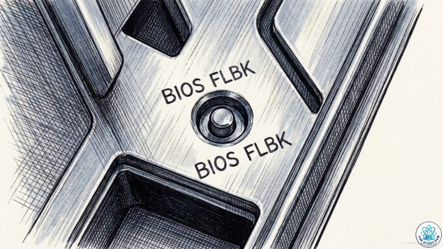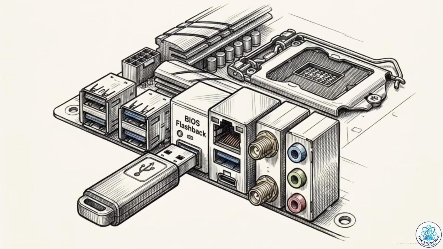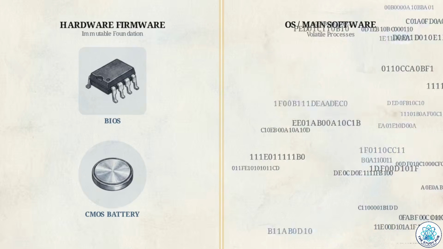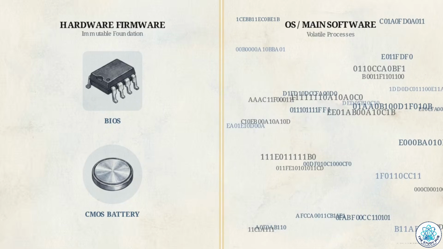Modern boards often take this a step further with a dedicated BIOS flashback button on the rear panel. This feature allows you to update the firmware directly from a USB drive, even if the CPU and RAM are completely missing from the board. Together, this cluster of components acts as the subconscious survival instinct of the machine. They operate completely independently of your main software, ensuring the hardware knows how to stay alive.